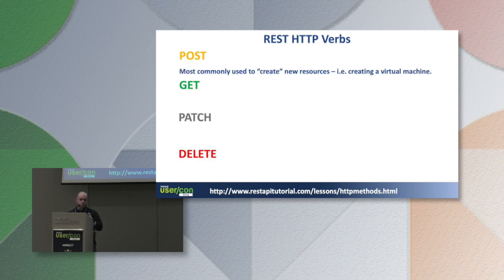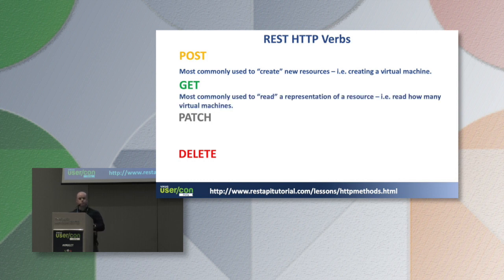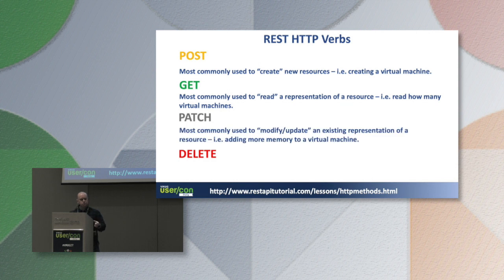So post is most commonly used to create new resources, the create part of CRUD. For example, creating a new virtual machine. Get is most commonly used to read a representation of a resource. For example, how many virtual machines, or the memory size of a VM. Patch is most commonly used to modify or update an existing representation of a resource. For example, adding more memory to a virtual machine.